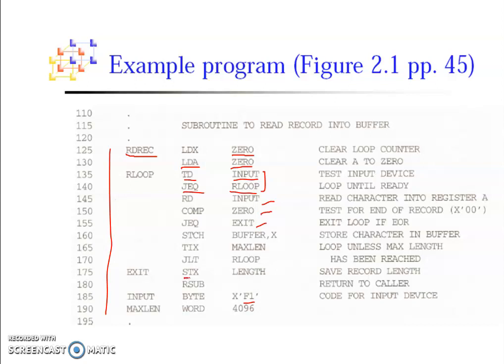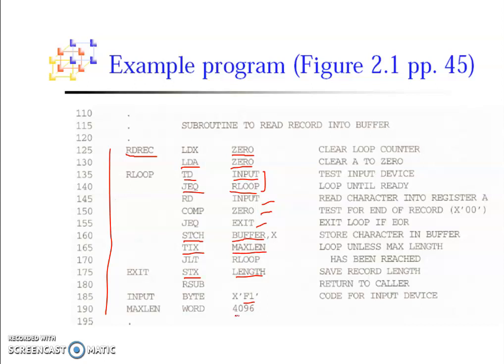What does exit mean? Store the index register value, that is the X register value, to the variable length that is reserved for storing the 3-byte information, that is the length of the record. Okay. So if it is not equal to 0, that is if it doesn't reach the end of the record, means store the character to the buffer. Buffer is the place where the information that is read from the input device is stored. Then increment the index register value and check for the maximum length.